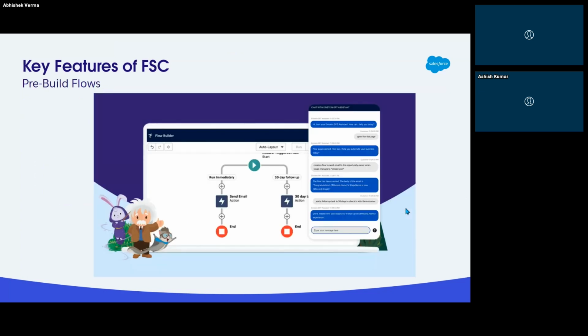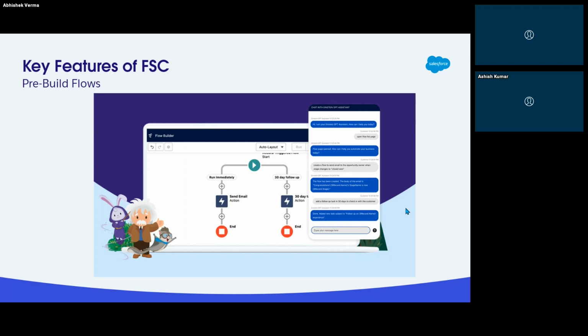Now FSC comes with pre-built flows. There are 50 plus pre-built flows available in the FSC. Just like every bank has its own process to create a savings account, right? And they might change the sequence. So FSC gives you a template to create a financial account, like a salary account for a particular person. And if you need it according to your banking requirement, you can just create a clone of that flow, change it according to your requirement, and you can utilize the same.